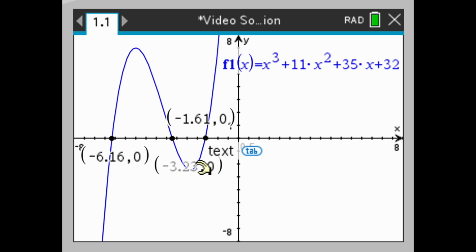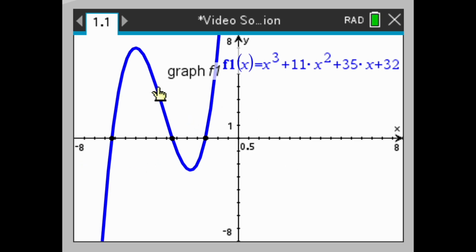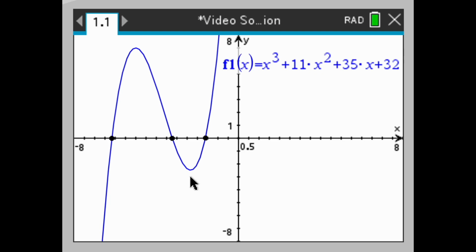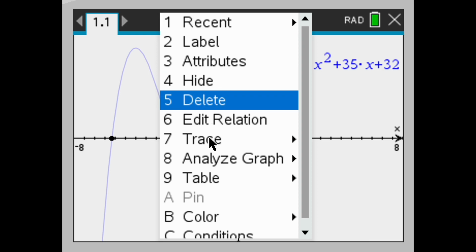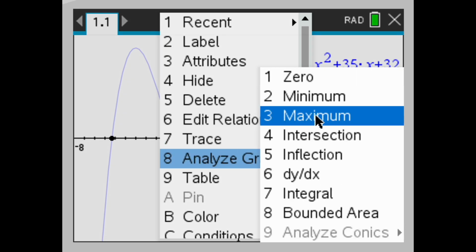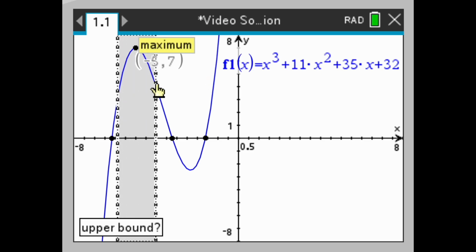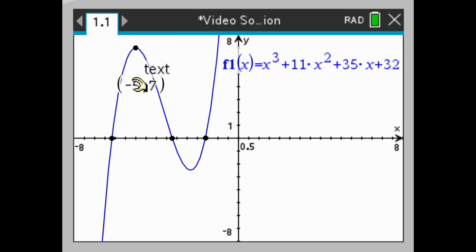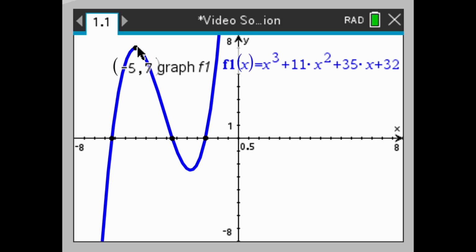Now, I'm going to delete this text so I can show you better, but the next question asks us to find the relative maxima. That is wherever there is a relatively high peak, a peak where you would have to move up to get to. That is right around here. To find exactly where that is on the graph, we analyze our graph, go to our maximum, go to the left and the right bounds, and now we found our maximum, which is (-5, 7), and it puts a point there to show us exactly where it is.